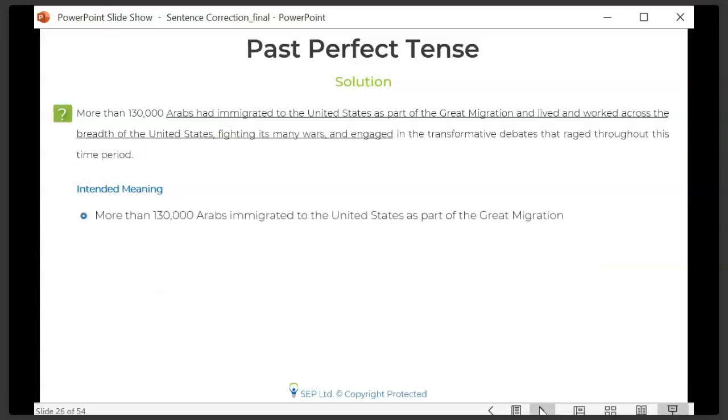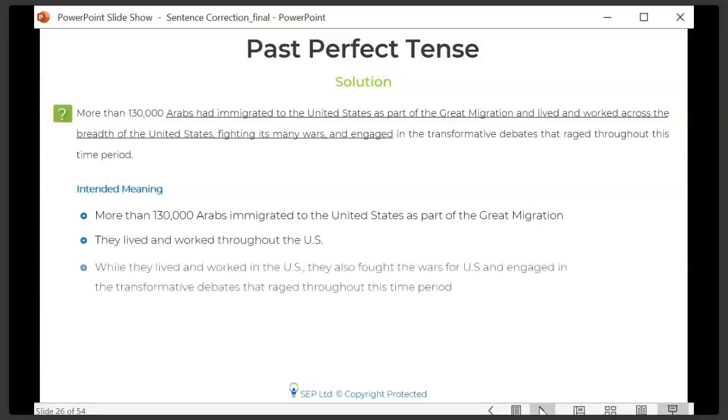The intended meaning was more than 130,000 Arabs immigrated to the United States as part of the Great Migration. Okay. They lived and worked throughout the US after this immigration. While they lived and worked in the US, they also fought the wars for the US and engaged in the transformative debates that took place throughout this time period. This was the intended meaning. And per this intended meaning, we are now going to look at the choices.